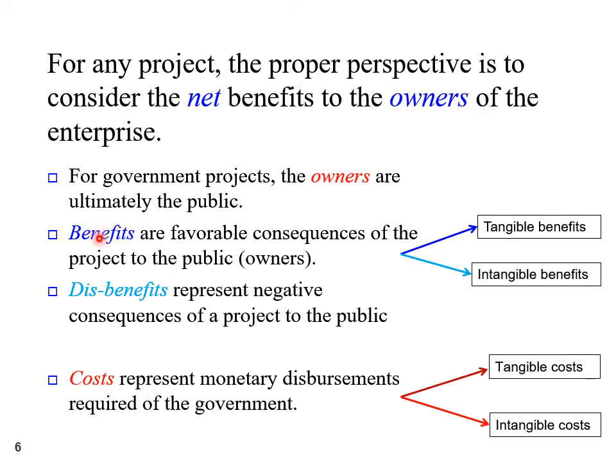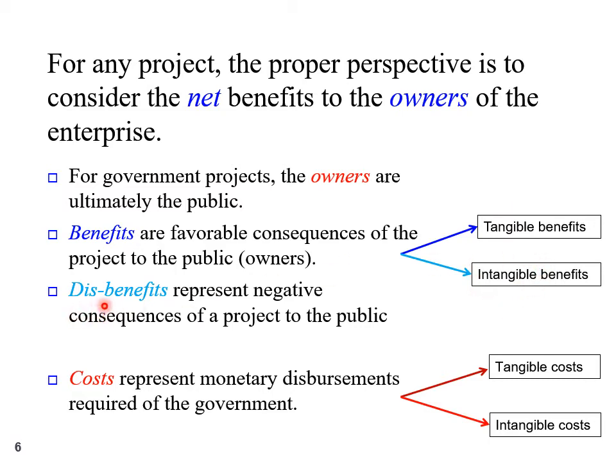So the benefits, we say there are benefits of the project. How do we define benefits? Benefits are favorable consequences of the project to the public, which are the owners. And these benefits, sometimes they can be tangible and sometimes they can be intangible. Sometimes we can measure them in terms of monetary units. It's very easy, but sometimes quantifying those benefits is not easy. There are some unseen, unforeseen benefits, etc. So the benefits can be divided into these tangible and intangible categories.